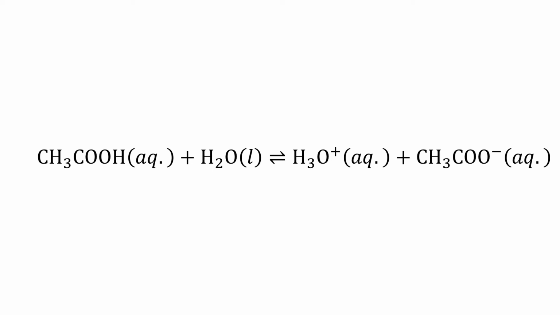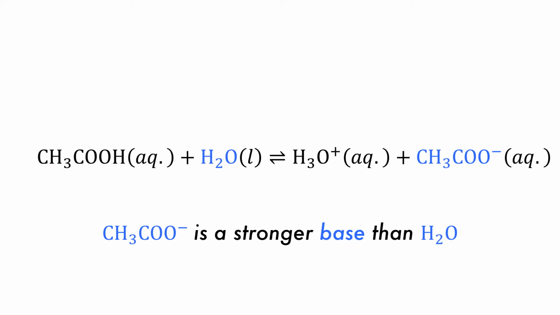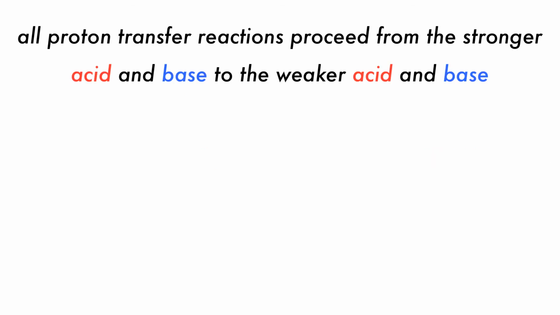For the weak acid system, the hydronium ion is stronger than the acetic acid molecule, and the acetate ion is a stronger base than water, and so the equilibrium will lie to the left, as this produces the system with the weakest acid and base. These reactions illustrate the point that all proton transfer reactions proceed from the stronger acid and base to the weaker acid and base.